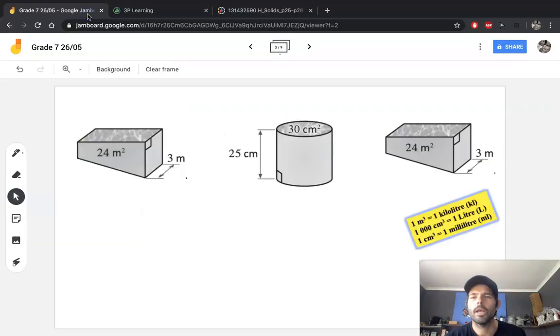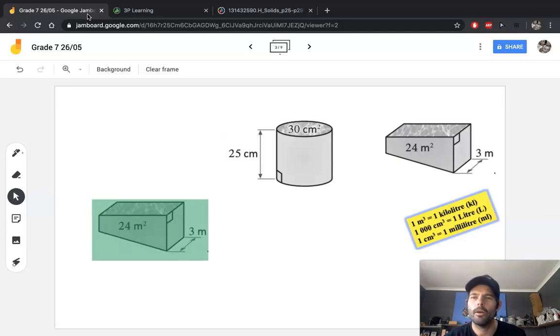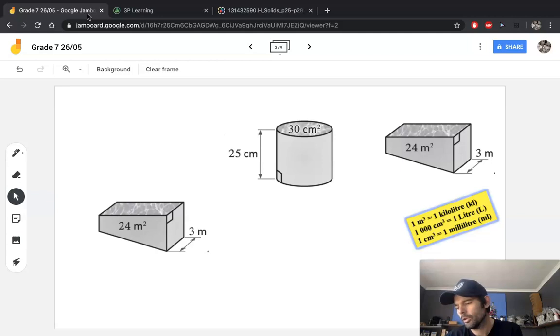Okay guys, so we're on the Jamboard to work out these problems. So if we have a look at the first shape, you can see that the area of the front face is 24 meters squared. Just notice that the units are the same. Okay, so something to look out for is perhaps they give you one in meters and one in centimeters, and you'd have to convert them to the same units, and I would encourage you to convert them to units where there are fewer decimals or possibly no decimals.